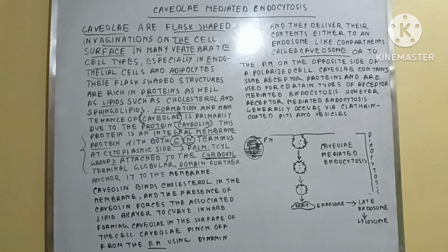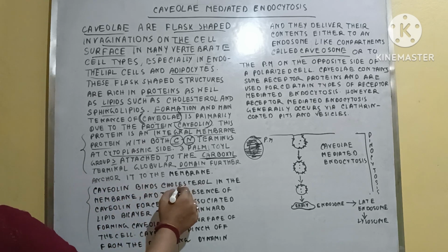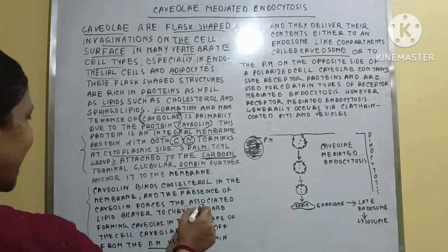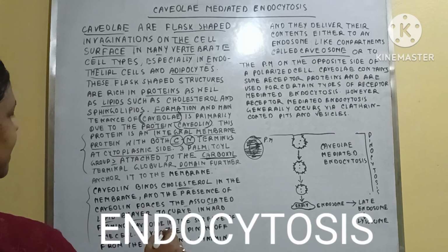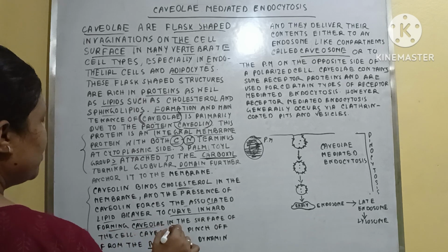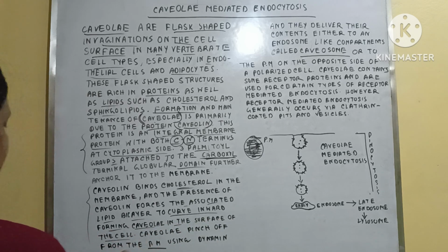Caveolae. Next we will learn about the process, how the endocytosis is occurring. Caveolin binds the cholesterol in the membrane. Okay, there is cholesterol present in the membrane. So caveolin first binds with the cholesterol, and the presence of caveolin forces the associated lipid bilayer to curve inward and form caveolae on the surface of the cell.